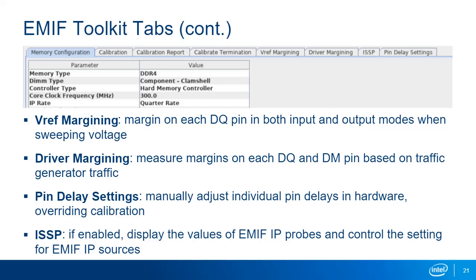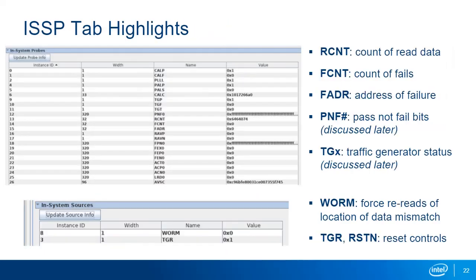Finally, if the ISSP feature of the Debug Toolkit was enabled, the ISSP tab displays several useful memory IP probes and lets you control some useful source signals, as discussed earlier. There are many sources and probes available on the tab, so here are a few highlights. For probes, you can view a count of the overall number of data reads on the interface, the number of write-read failures, and the addresses of the first data mismatch counted as a failure.